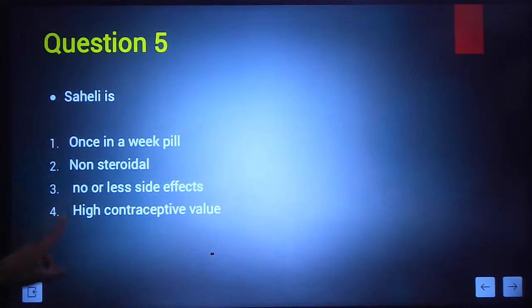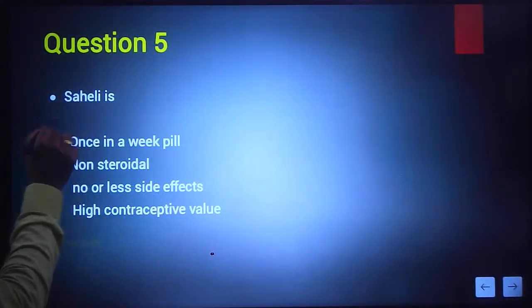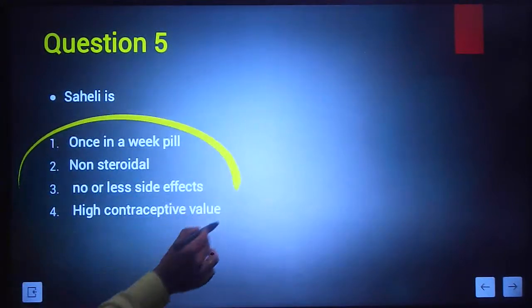Which among the following is correct for Saheli? Can you tell me which is the correct option for Saheli? Out of the 4, which is correct? In this case, all the options are correct. All 4 are correct. All the 4 points are relevant.